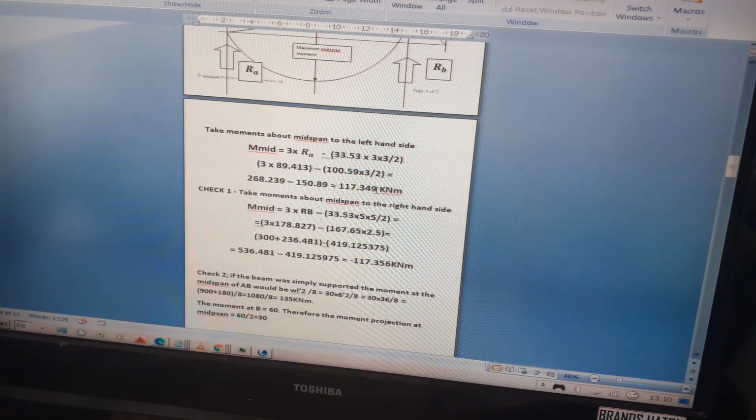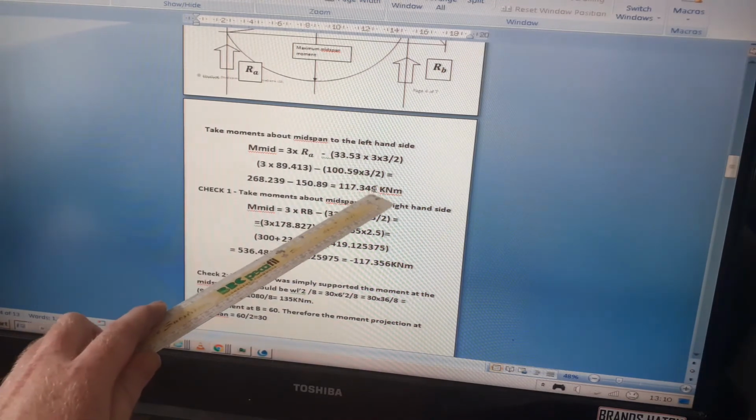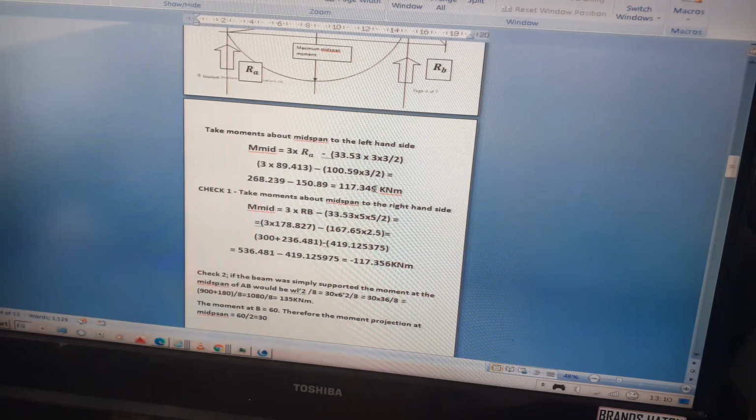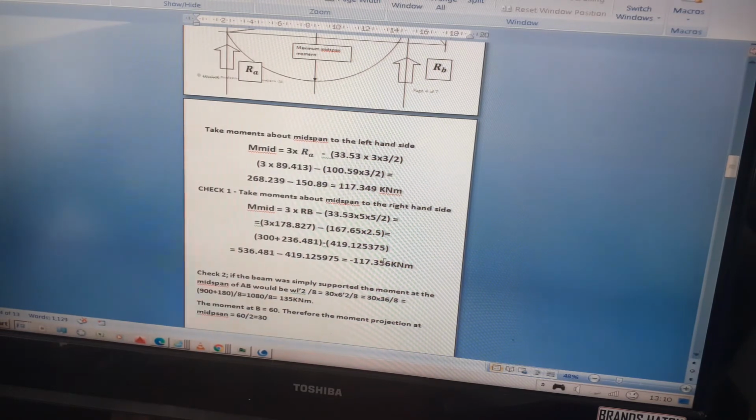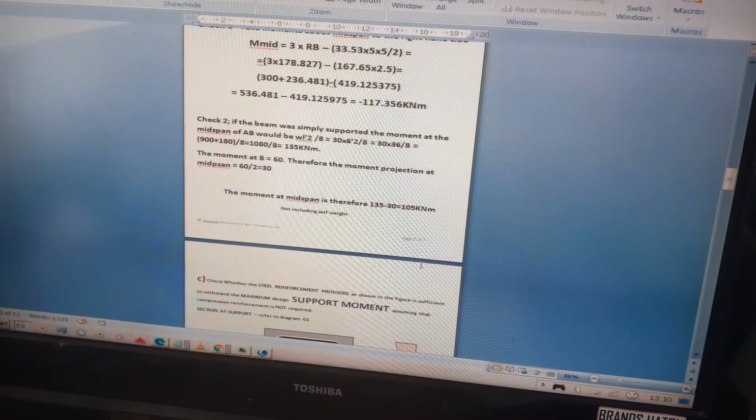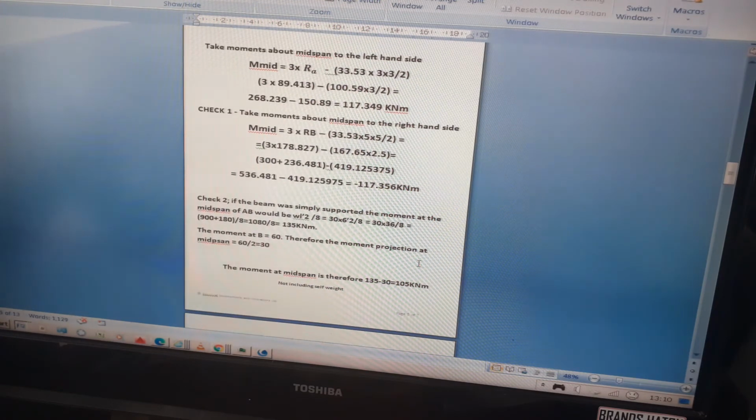Okay, it's a little bit out in the second decimal place, but so basically we've got 117.35 kilonewton meters as the moment.